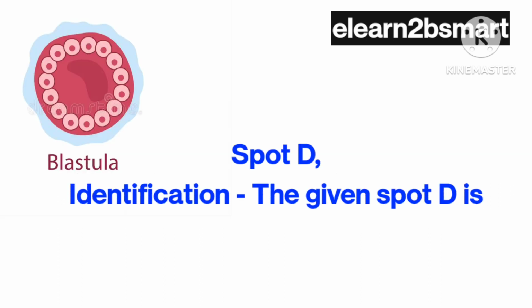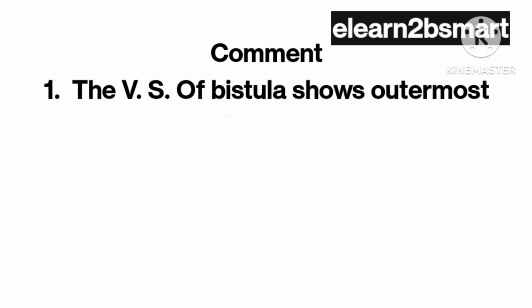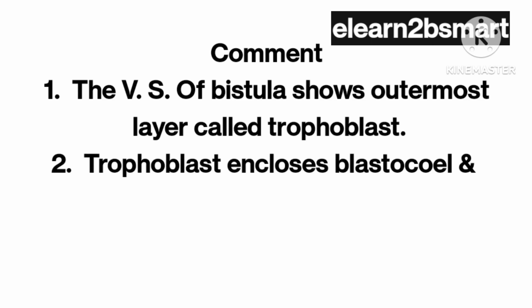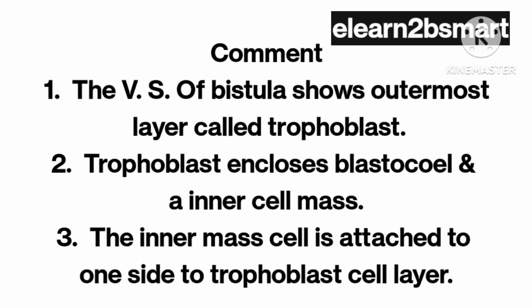Spot D. Identification. The given spot D is a diagram of VS of blastocyst. Comment 1. The VS of blastocyst shows the outermost layer called trophoblast. 2. Trophoblast encloses the blastocoel and an inner cell mass. 3. The inner cell mass is attached on one side to the trophoblast cell layer.